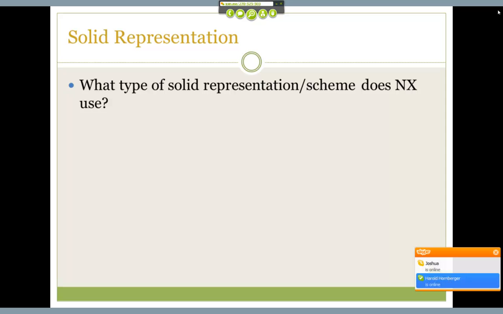Does it use sweeps? Yeah, definitely uses sweeps. Does it use primitives? CSG? Yep, primitives are there. Does it use BREP? Can you build a kind of free-form surface and another free-form surface and another free-form surface and stitch them all together and say, make me a solid? Yep, it does that.